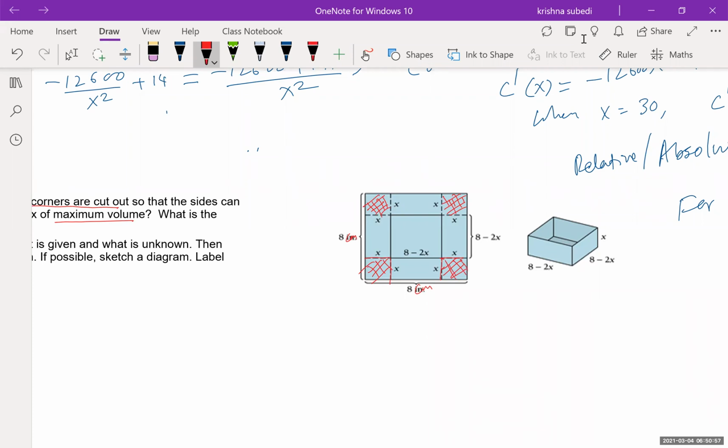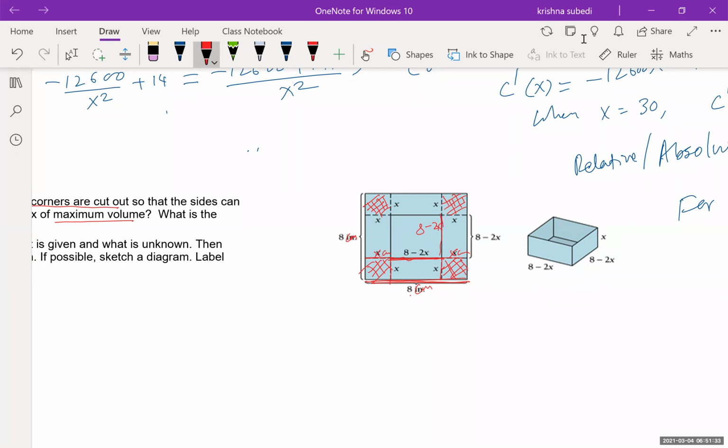If you cut out this part, then the remaining part here would be 8 minus 2x. The whole length of the cardboard is 8 centimeter, and if you cut out x centimeter there and x centimeter on this side, the remaining middle part is 8 minus 2x. The same thing here, this part will also be 8 minus 2x.